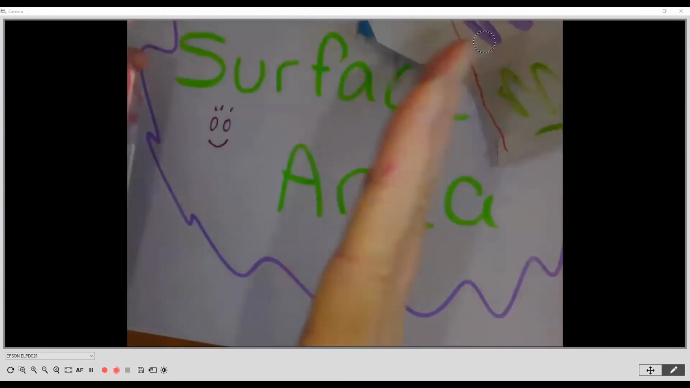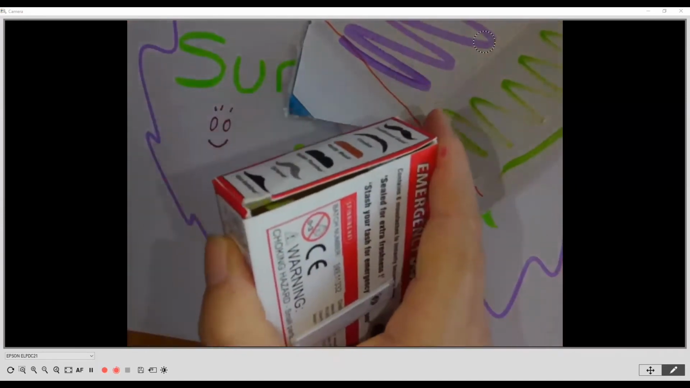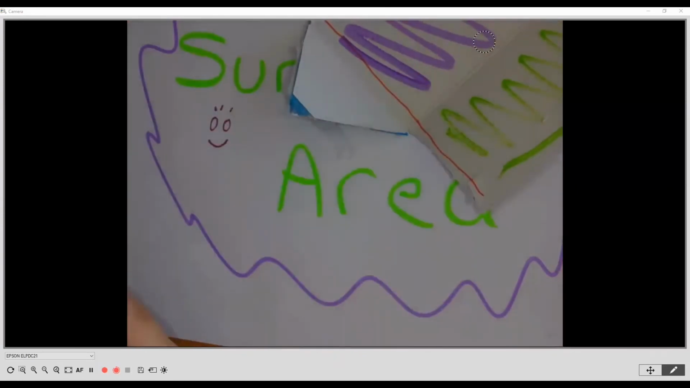And this one, that open, give me a sec. Emergency mustache kit.